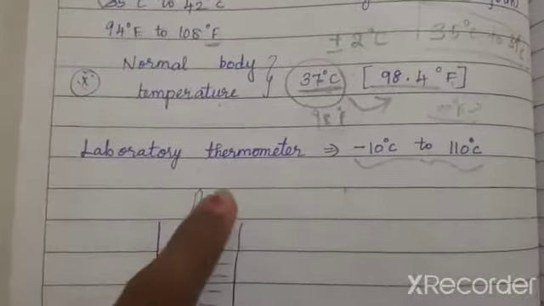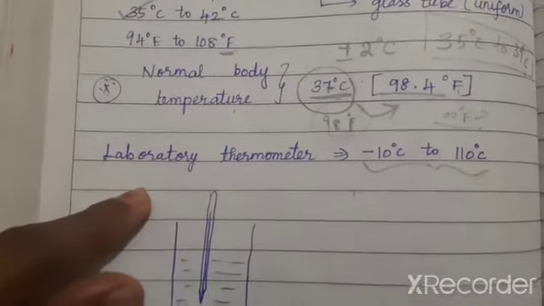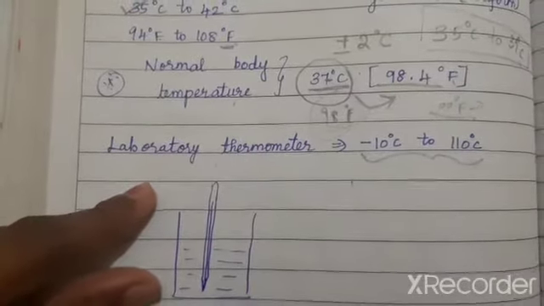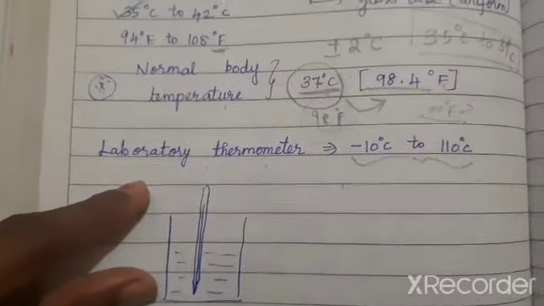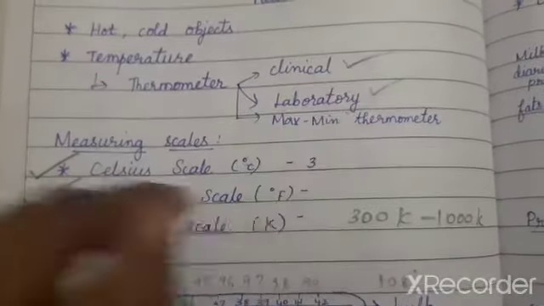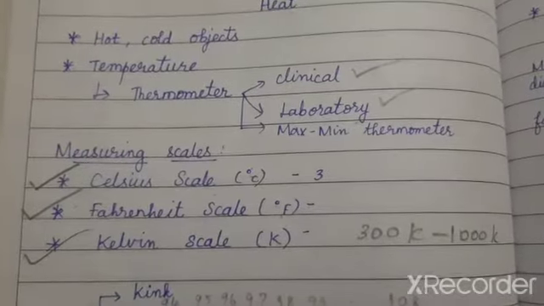Then we use the laboratory thermometer specifically in laboratories to measure the hotness and coldness of objects. The clinical thermometer will be used in hospitals, that is in the clinics, to measure the body temperature.